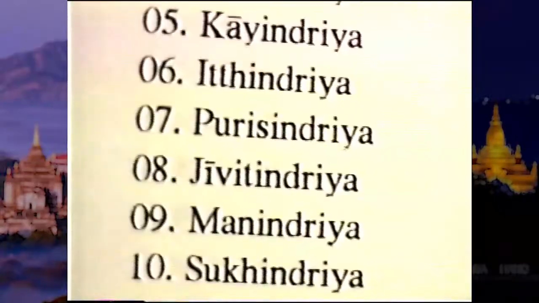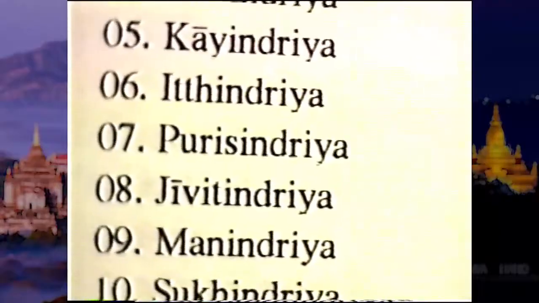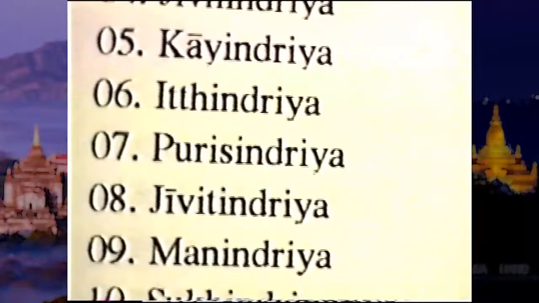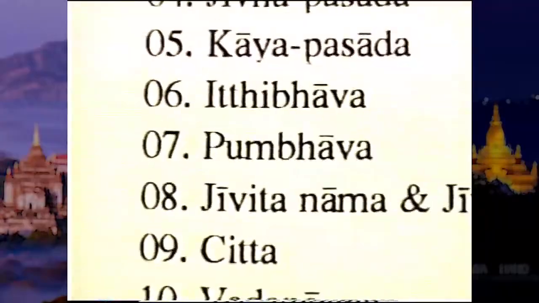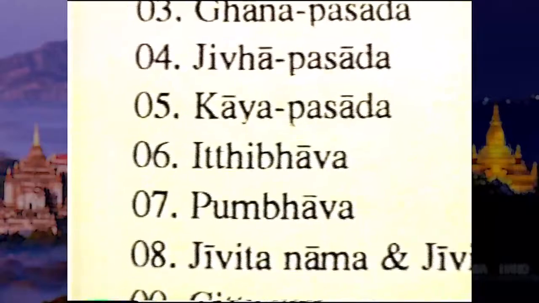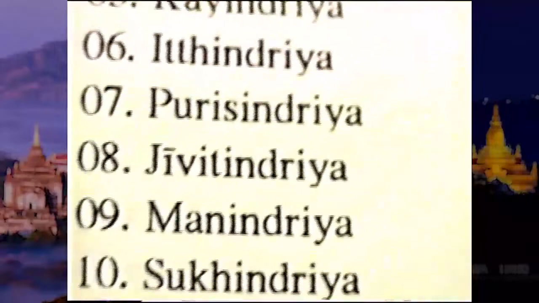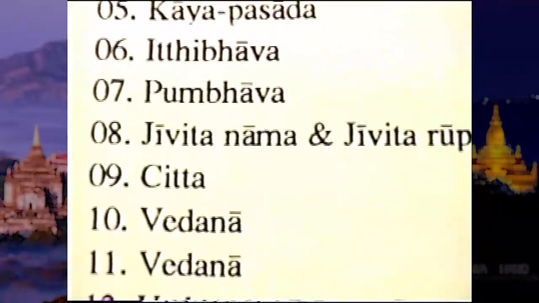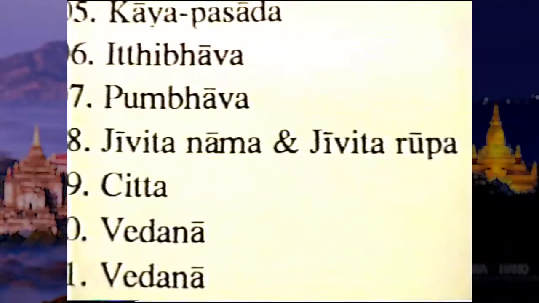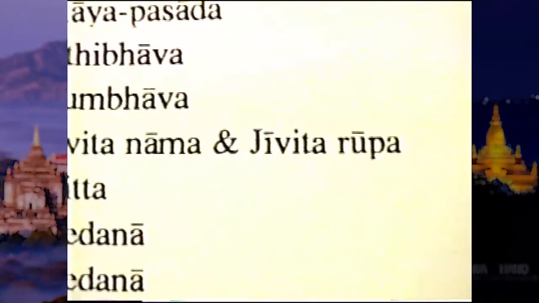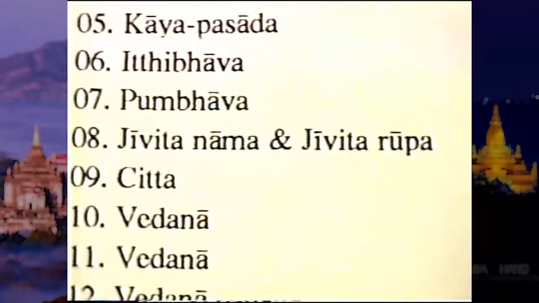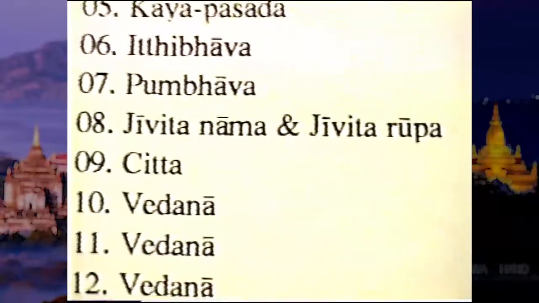So femininity faculty is identified with femininity rupa. And number 7, Purisindriya, masculinity faculty, is identified with Pumbhava among the 28 rupas. And then number 8, Jivitindriya, life faculty. Jivitindriya is identified with 2 of the Paramattha Dhammas: 1, Nama Jivitindriya, and 2, Rupa Jivitindriya. So Jivitindriya is identified with the Cetasika Jivitindriya and Rupa Jivitindriya.